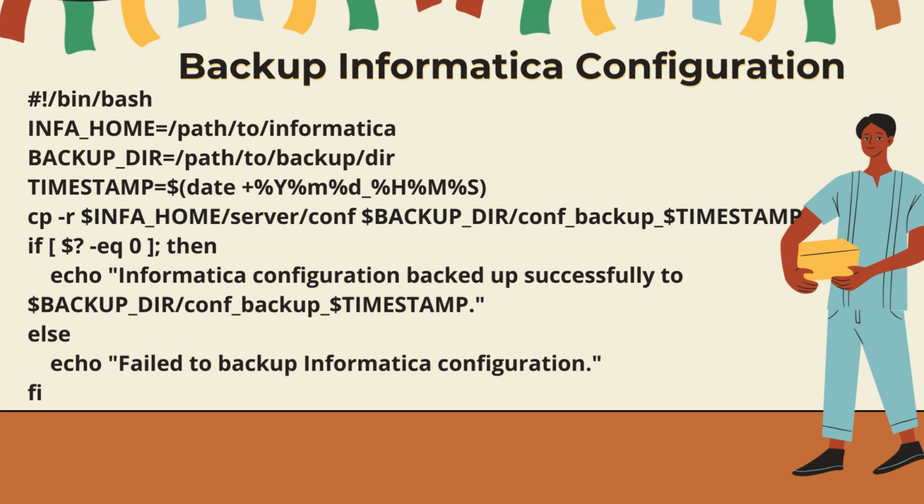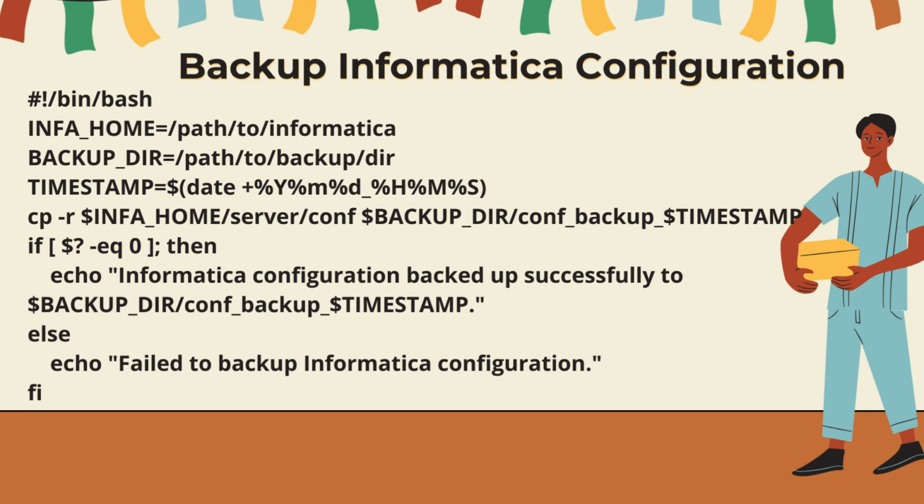So we can use three variables called INFA_HOME, BACKUP_DIRECTORY and TIMESTAMP, where INFA_HOME will contain the path to the Informatica directory. Backup directory will be the directory where you want to store the backup files. Timestamp is just to have the timestamp so that you can attach this value to the backup name so that you understand when this backup was taken. You can copy using cp command. cp -r is a recursive copy from the server directory to the backup directory, and while naming the backup directory, we add the timestamp.